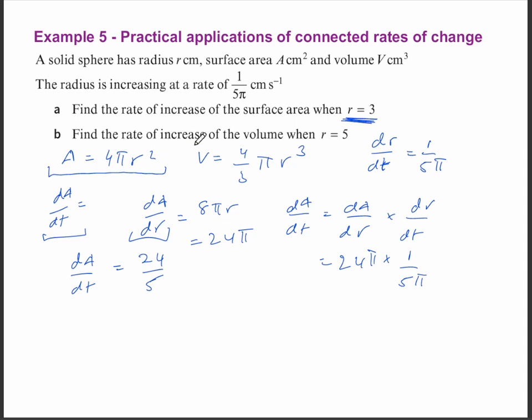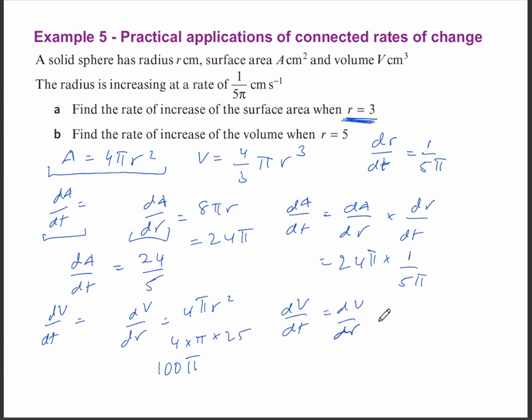Next, you're told to find the rate of increase of the volume when the radius is 5. So same thing, we want to find dV over dt this time, and for that we will need our dV over dr. That in this case is just going to be 4 pi r squared, and you want to find it when r equals 5. Therefore 4 times pi times 5 squared, which is 25, which will give us 100 pi. Then to find our dV over dt, we're going to take our dV over dr multiplied by our dr over dt.